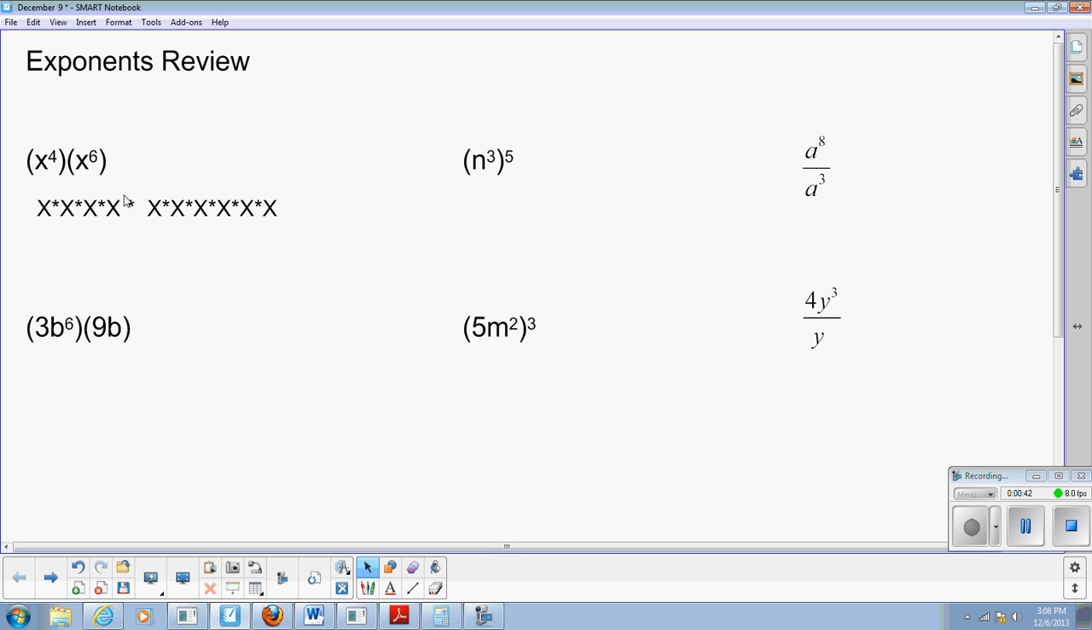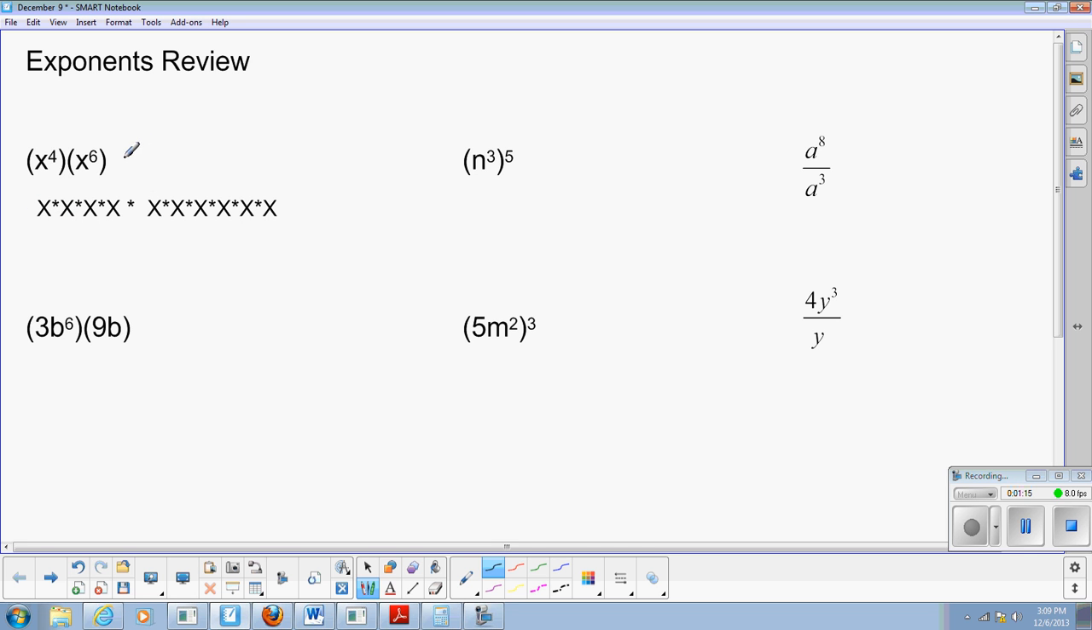So I'm going to start here with the first column of numbers. When we're multiplying numbers that have the same base but different exponents, this first one says x to the fourth times x to the sixth. If I wrote this out the long way, I would have x times x times x times x for x to the fourth, and x to the sixth would read x times x times x times x times x times x. How many x's do you see here? There are 10 if you count all of them.